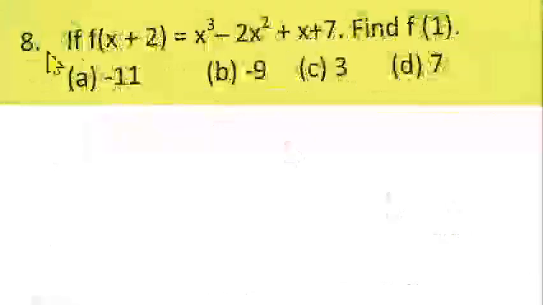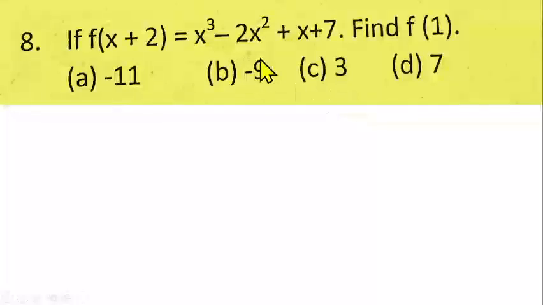Question number 8 is from function. If f of x plus 2 is equal to x cubed minus 2x squared plus 4x plus 7, find f of 1. So how do we do that? You need to get our x before you can find f of 1. That means f of x plus 2 should be equal to f of 1. So from there you can find our x.